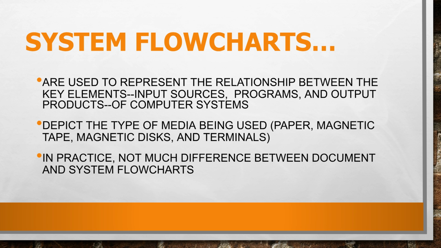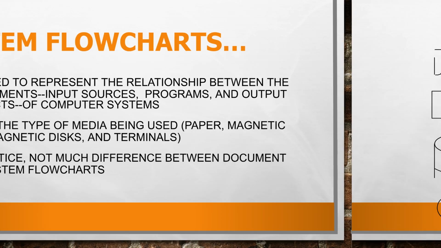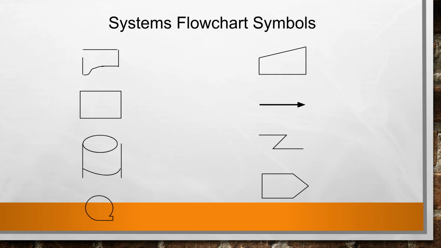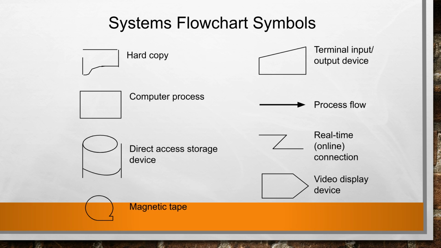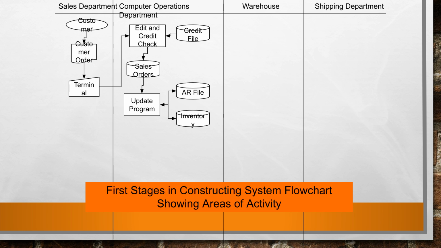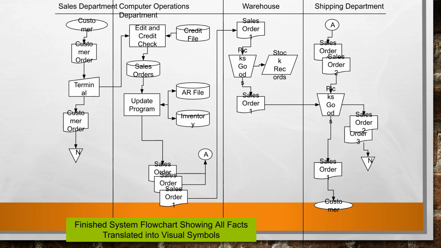System flowcharts represent the relationship between input sources, programs, and output products in computer systems, often indicating the type of media used. These are the symbols used in systems flowcharts to denote computer-specific operations, such as direct access storage, online connections, and video displays. This illustration shows the initial stages of building a system flowchart, mapping out the flow of data from customers through to internal processing departments. The completed system flowchart seen here demonstrates how visual symbols effectively translate complex processing logic into a structured system overview.